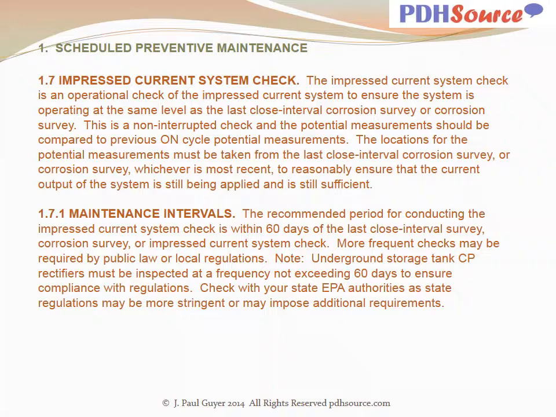sufficient. With regard to maintenance intervals, the recommended period for conducting the impressed current system check is within 60 days of the last close interval survey, corrosion survey, or impressed current system check. More frequent checks may be required by public law or regulations. Note that underground storage tank cathodic protection rectifiers must be inspected at a frequency not exceeding 60 days to ensure compliance with regulations. Check with state EPA authorities, as state regulations may be more stringent or may impose additional requirements.